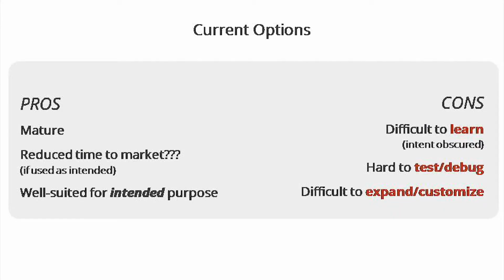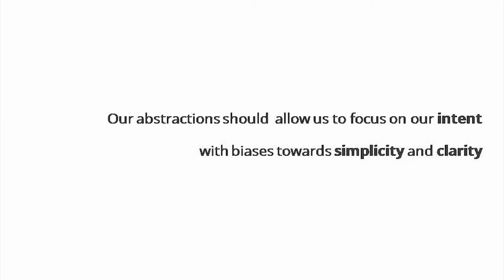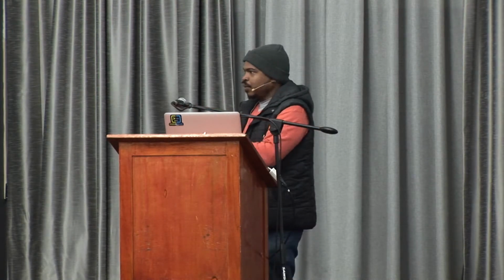So the current options have pros and cons, obviously, right? They're difficult to learn. They're hard to test and debug, or I should say the resulting visual is hard to test and debug. And it's hard to then expand the visual to add new functionality. Yes, there are some pros, but I disagree with some of those. So from my perspective, we have to ask the question: what am I trying to do? What work am I doing, and what do I want? It's all about the kinds of abstractions that are going to allow me to focus on the work that I'm doing, and how easy it is to do that work. So that's where you have a bias towards simplicity and clarity.